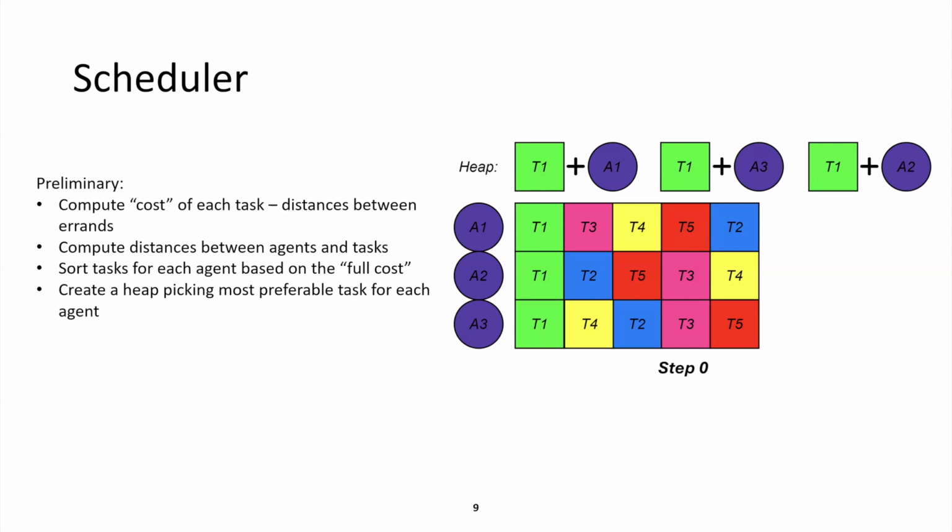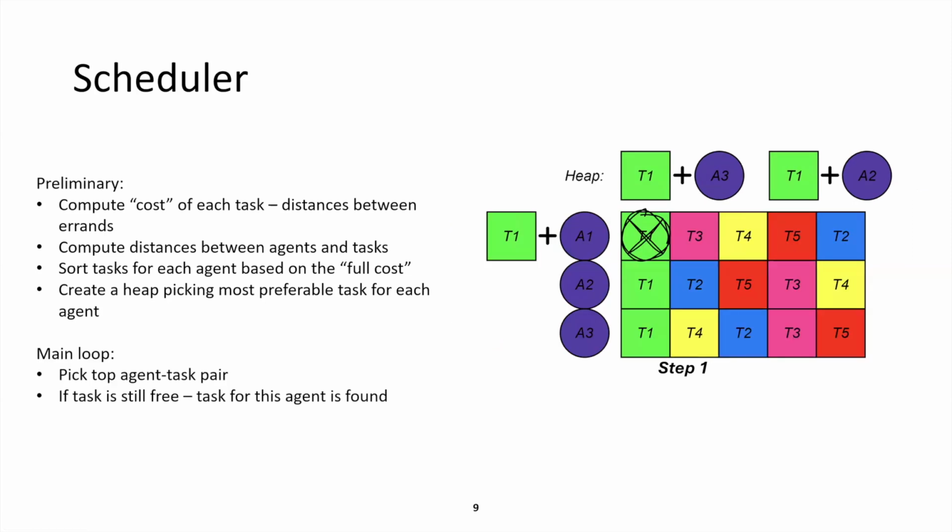And we create a heap picking the most preferable task for each agent. In this case, you can see that all agents prefer task T1, so the heap contains all pairs with T1. And when we start the main loop, we pick out of this heap the best pair. Like agent A1 wants to pick task T1, and it has the best cost.